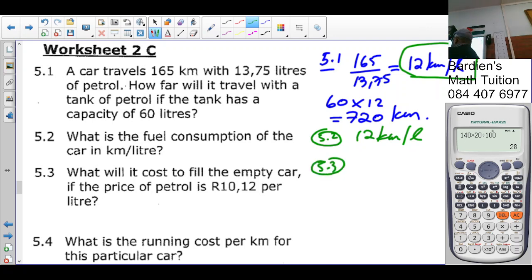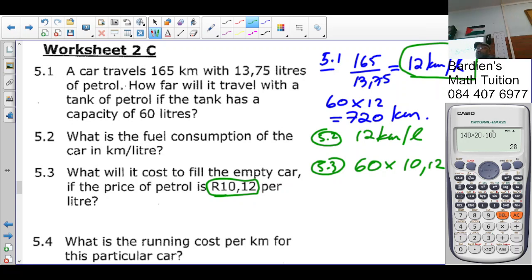5.3. What will it cost to fill the empty car? So empty means there's no petrol in it. If the price of petrol is 10 rand 12 cents per liter, how many liters does it take to fill this empty car? What's the capacity of this car? 60. So this car can hold 60 liters of petrol. It's going to be 60 multiplied by 10 rand 12 cents.